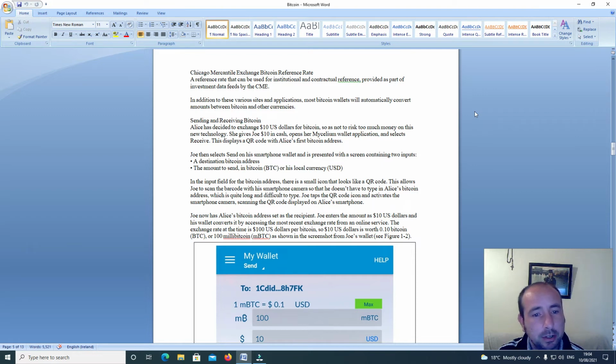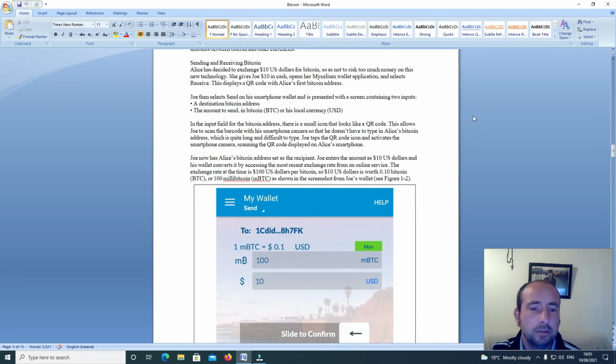Alice has decided to exchange $10 for Bitcoin so as not to risk too much money on this new technology. She gives Joe $10 in cash, opens her Mycelium wallet application and selects receive. This displays a QR code with Alice's first Bitcoin address. Joe then selects send on his smartphone wallet and is presented with a screen containing two inputs: a destination Bitcoin address, and the amount to send in Bitcoin (BTC) or his local currency (USD).